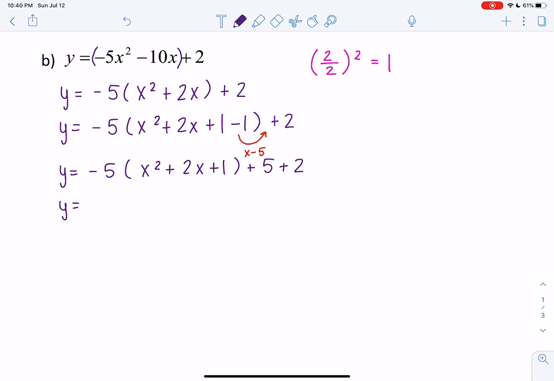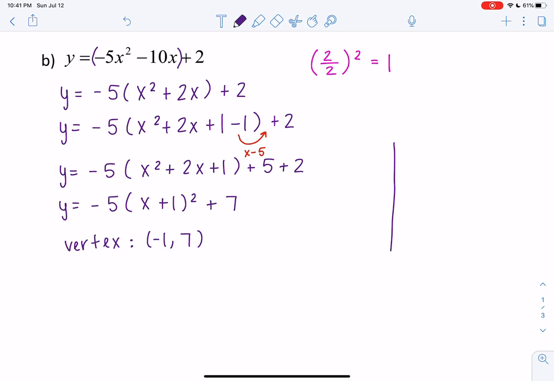Now we can factor the brackets. So because of how we set that up, it is a perfect square trinomial. And then I have plus 7 at the end. So now let's identify our vertex. So that would be at negative 1, 7. Remember to switch the sign on your h.